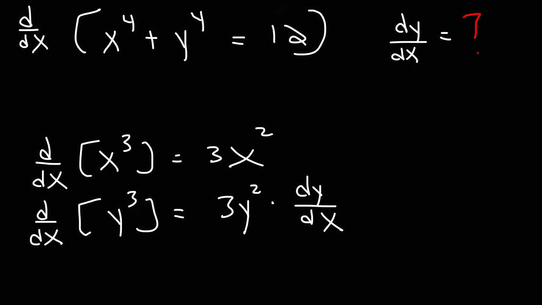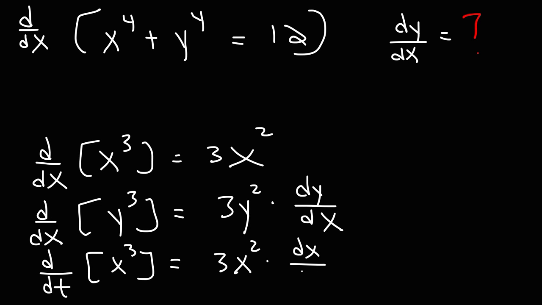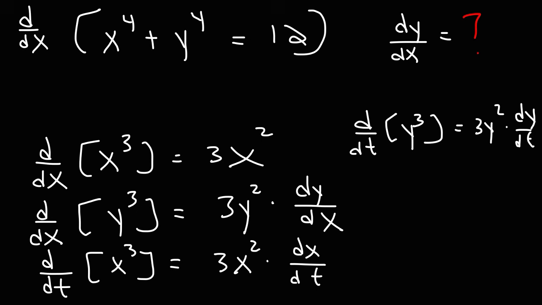So when dealing with implicit differentiation problems, every time you differentiate y with respect to x, you need to add dy dx. Now sometimes you'll be dealing with what is known as related rates. Instead of differentiating with respect to x, you'll be differentiating with respect to t, or time. So if you differentiate x cubed with respect to time, it's going to be 3x squared, but times dx dt. Likewise, if you differentiate y cubed with respect to time, it's going to be 3y squared times dy dt. So just keep that in mind.